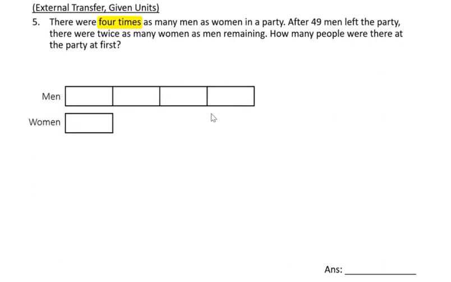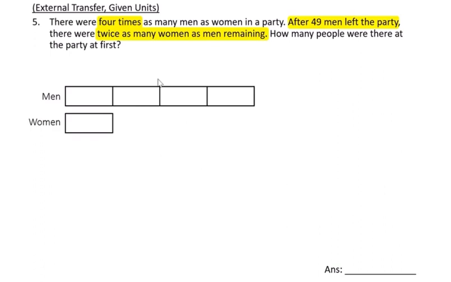Do not draw your model too narrow, too small. Draw a reasonable size, okay? And don't draw too big. So 4 times as many men as women, sorry. Then now it says, after 49 men left the party, okay, there will be twice as many women as men. So the women will become 2 units of men after 49 men left.